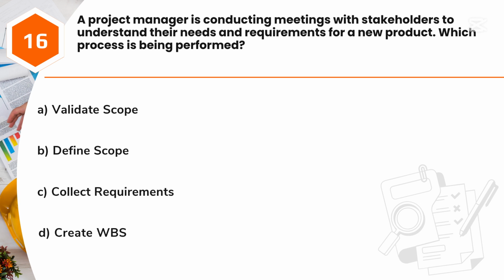Question 16. A project manager is conducting meetings with stakeholders to understand their needs and requirements for a new product. Which process is being performed? A. Validate scope. B. Define scope. C. Collect requirements. D. Create WBS.